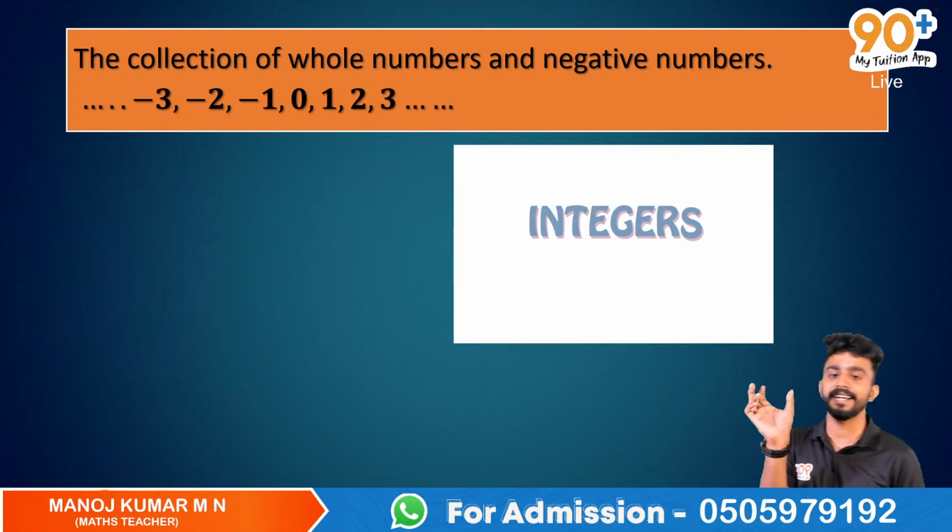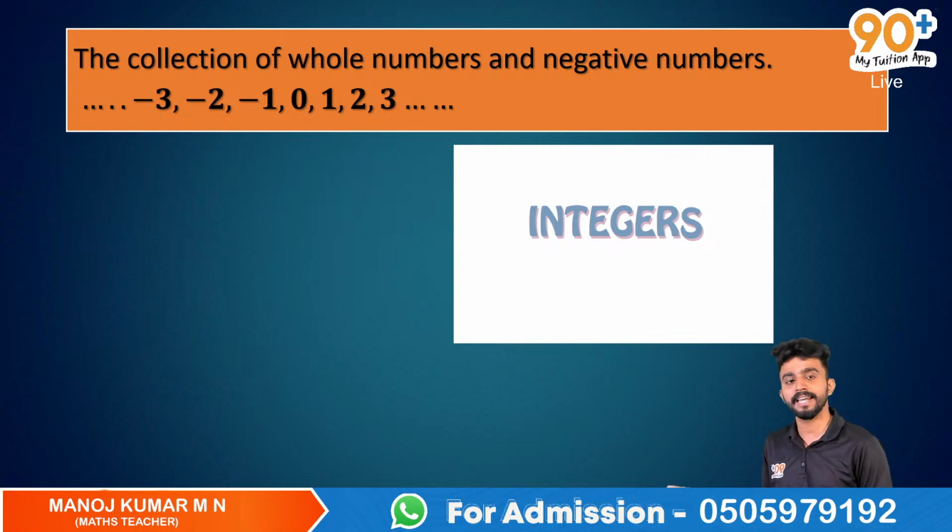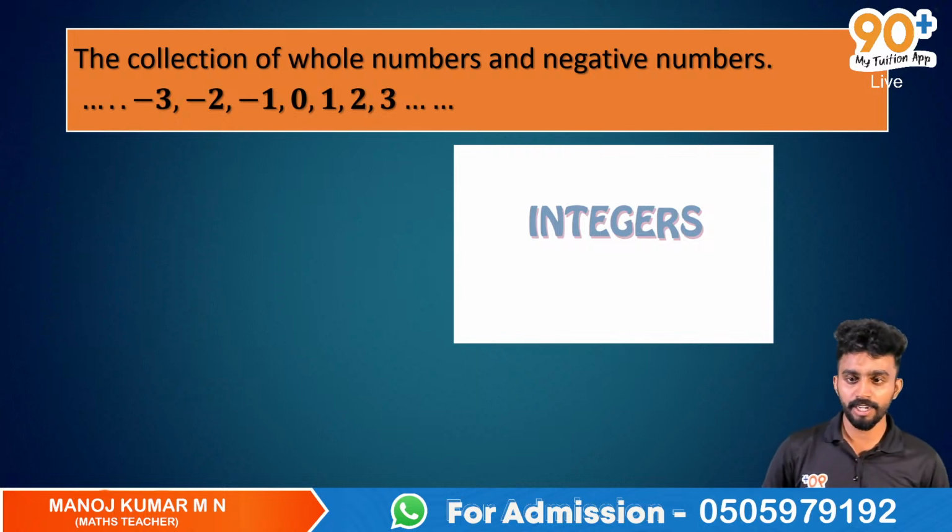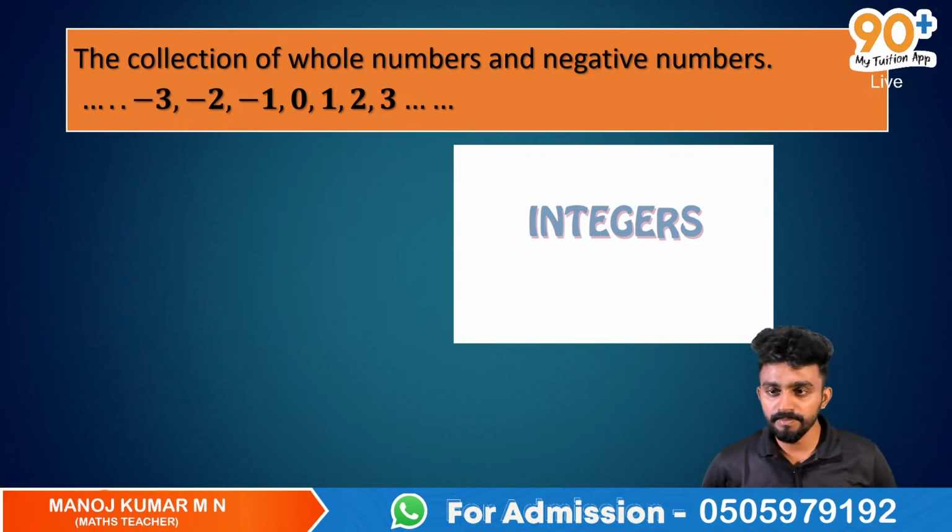So they're called integers. Note this down, guys. Give the side heading integers. The collection of whole numbers and negative numbers, they're called integers. Got it?